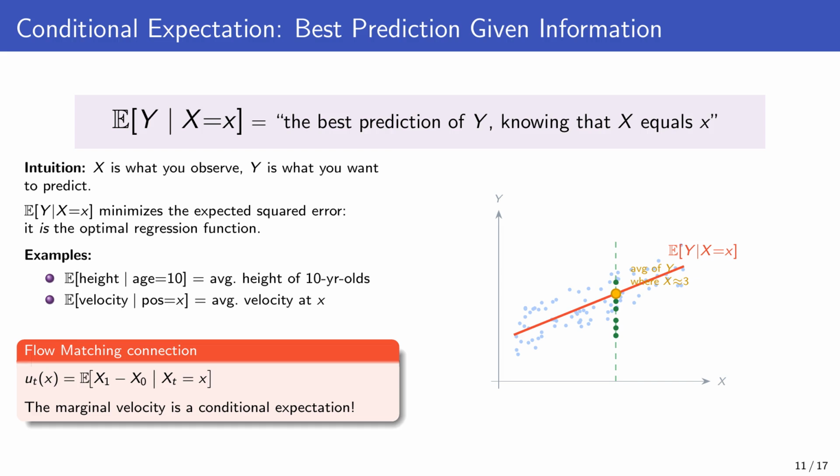Here's the direct connection. In flow matching, the marginal velocity at position x is u_t of x equals E of x1 minus x0 given x_t equals x. That is a conditional expectation. It says, given that a particle is at position x at time t, what is the average direction it should move? This averages over all possible data points that could have produced this position.